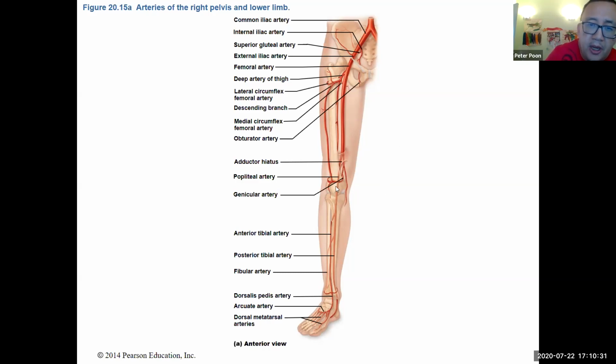From the popliteal, it goes down a little bit further and turns into the posterior tibial. Okay, the posterior tibial has an anterior branch that is sent forward called the anterior tibial.